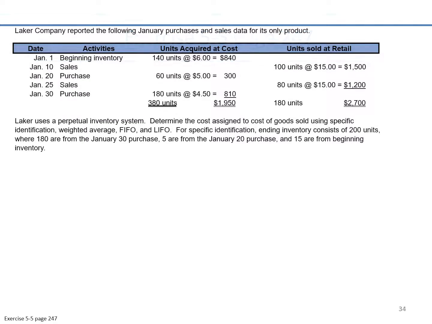All right, exercise 5.5. In this case, same idea. They're asking us to do the same thing as the last one, except we're using a perpetual inventory system this time. Perpetual inventory system, that's the only difference. And I think the number of units in our ending inventory is different.